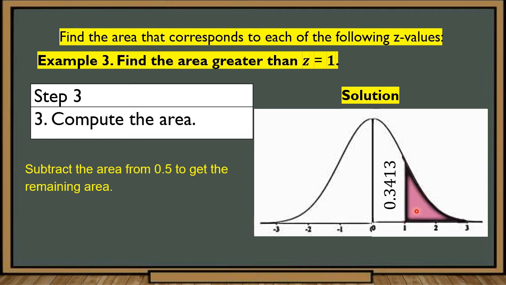Now, to know how wide the area greater than z equals 1 is, what will we do? Just subtract from 5/10 to get the remaining area. Why 5/10? We know that the total area under the normal curve is 1 or 100%. Since the line divides the curve into two equal parts, we divide the 100% or 1 into two equal parts. So, this part is 0.5 and this part is also 0.5.